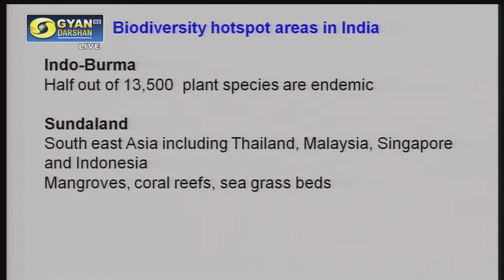And then Sundaland, which is the area that we consider to be Southeast Asia, including Thailand, Malaysia, Singapore, and Indonesia. Here you have mangroves, coral reefs, seagrass beds. So among these 4 biodiversity hotspots, if you calculate, you will see that you have a very high endemic species.